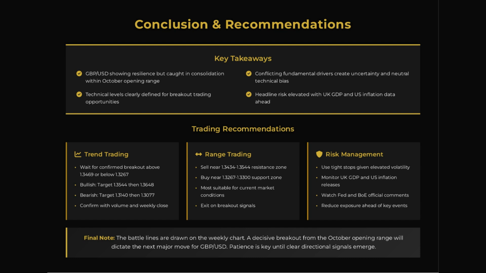For trend traders, wait for a confirmed breakout above 1.3469 or below 1.3267 before taking directional bets. Range traders should sell near 1.3434 to 1.3544 and buy near 1.3267 to 1.3300. Risk management is crucial. Use tight stops given volatility, monitor key data releases, and reduce exposure ahead of major events.